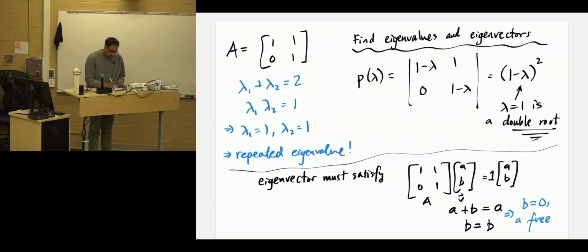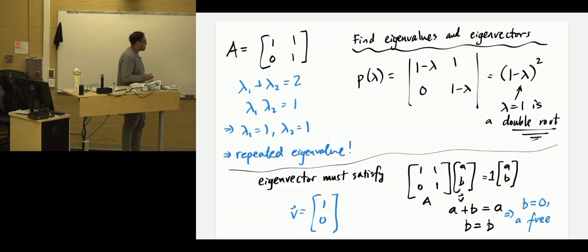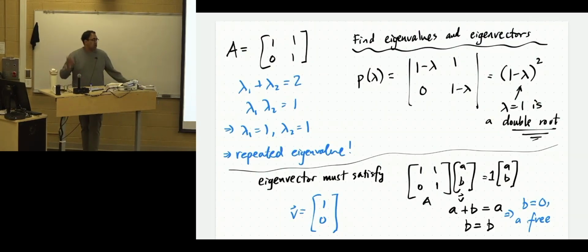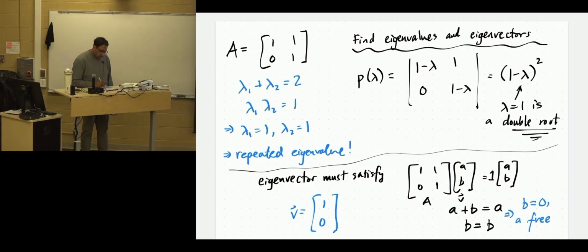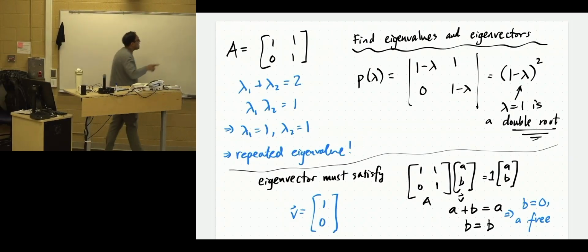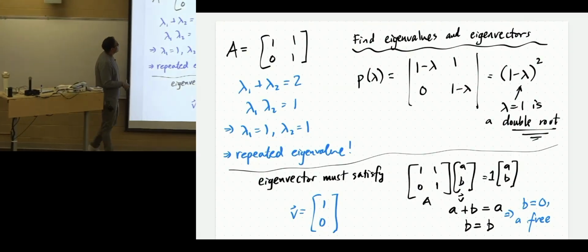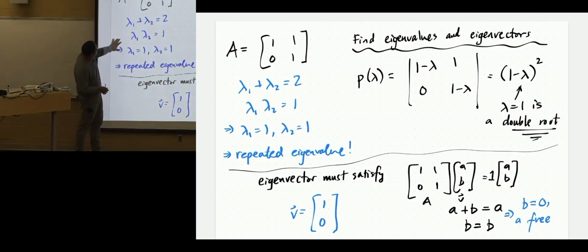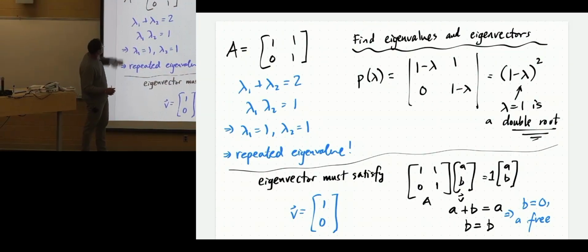So that means the set of eigenvectors is all vectors that are scalar multiples of (1, 0). So (1, 0) is an eigenvector. Okay? And just to double check, if you multiply A by (1, 0), what do you get? Well, in the first row, you get 1 times 1 plus 1 times 0, which is 1. And in the second row, you get 0. So it does track that this is an eigenvector.